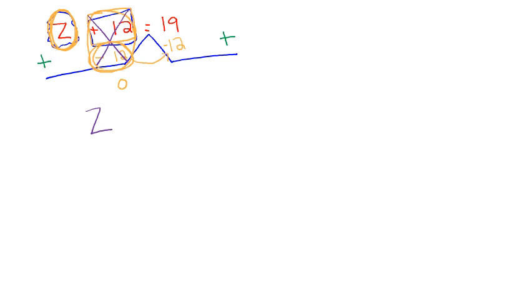Okay, and that leaves us with the question of, what is 19 take away 12? Well, it's 7. And don't forget that your equal sign goes in the middle, so Z equals 7. Okay, let's try another one here.